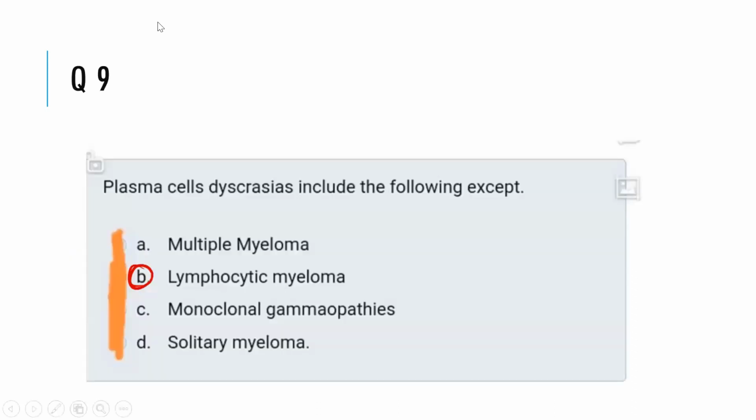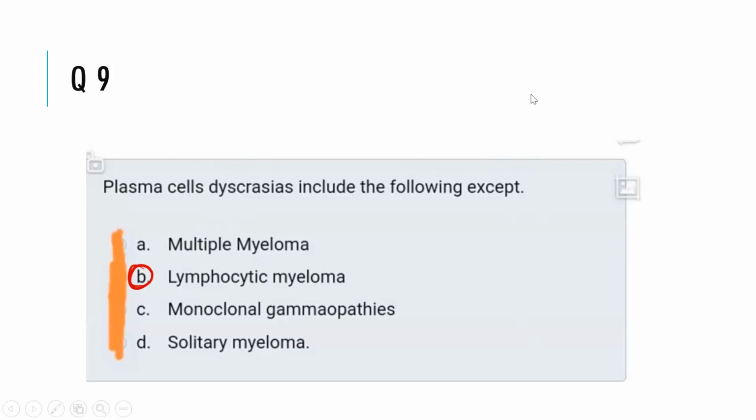For the next question, we have question 9. Plasma cell dyscrasias include the following except. I mentioned this on a previous slide. The answer is B, lymphocytic myeloma. We said that there's multiple myeloma, solitary myeloma, monoclonal gammopathies.